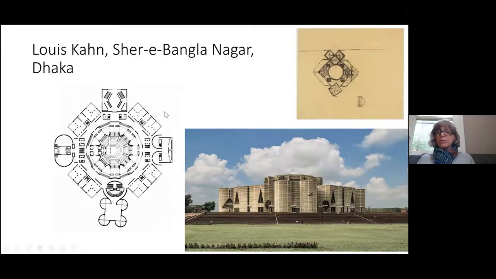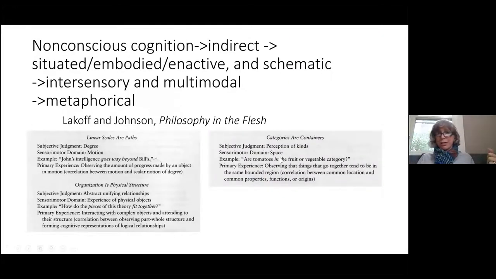This is a political metaphor, but what is it based on? It's based on the idea that, first of all, categories are containers. That's a Lakoff and Johnson kind of thing. So things that are contained within a category are somehow discrete and have meaning within that category. Categories are containers and linear scales are paths. So a scale that is cranked off axis is a different path. In other words, the religious path, not the political path.